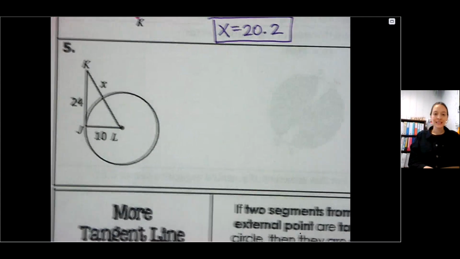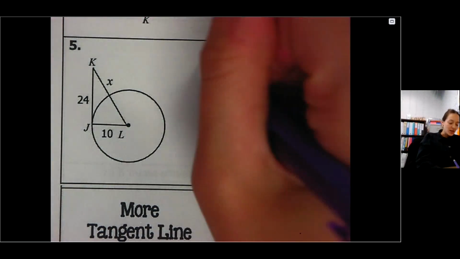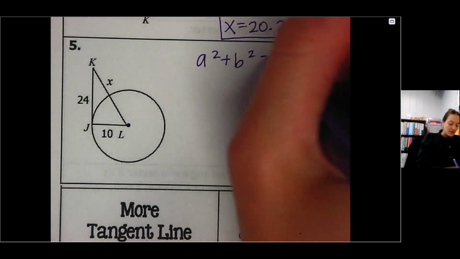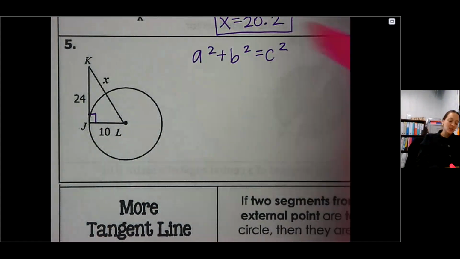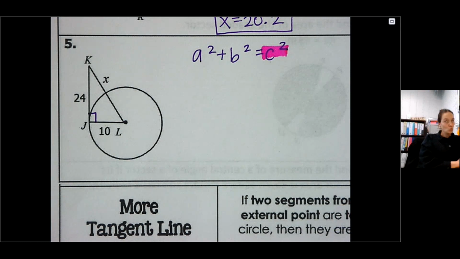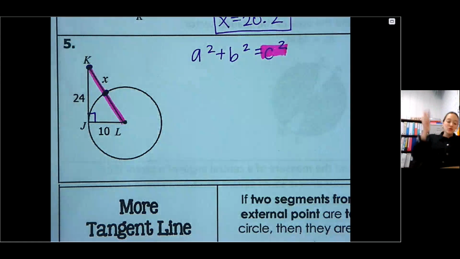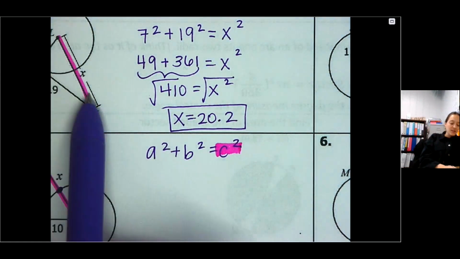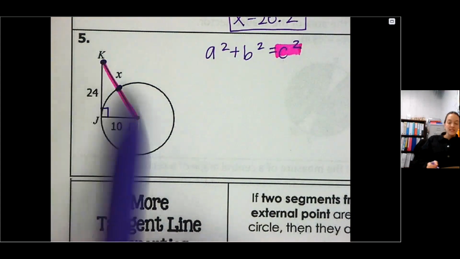Number 5. Where does your 90-degree angle go? At J. All right. Now, which side is your C squared? K to L. Yeah, the X is just from K to the edge. If it was the full length, they would draw bars here, like on this one, to show you that it's the whole length. But if they don't have the bars, you can assume it's just the one piece of it.